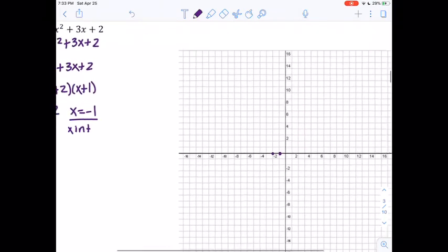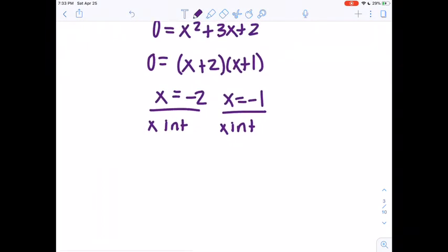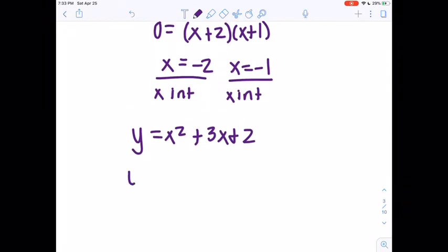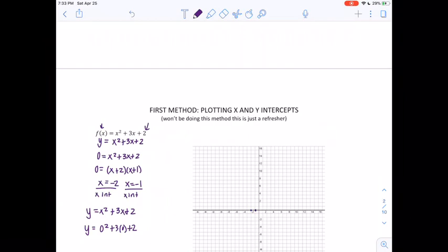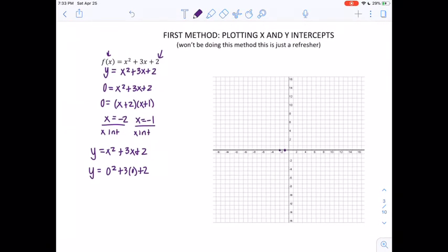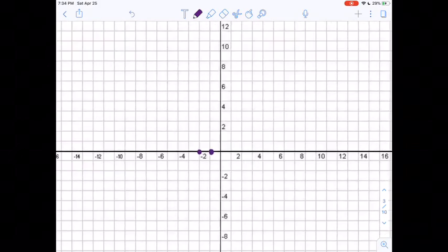And then I want to find the y-intercept. So instead of setting y equal to 0, I need to set x equal to 0. So y equals 0 squared plus 3 times 0 plus 2. Or if you remember the shortcut, my constant is always going to be my y-intercept. So y equals 2. So my y-intercept is (0, 2). So I'm going to plot that.